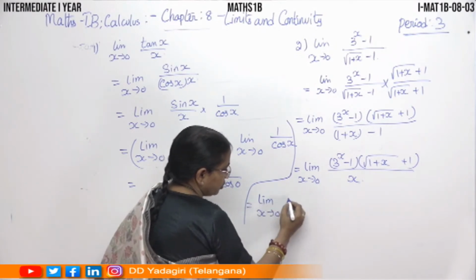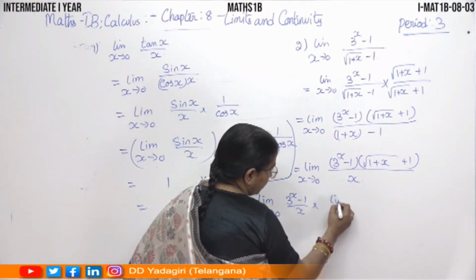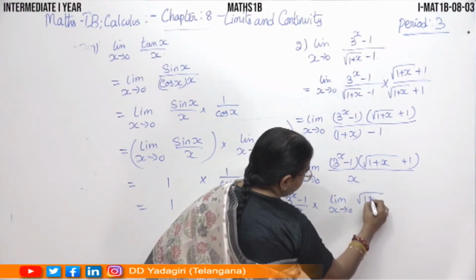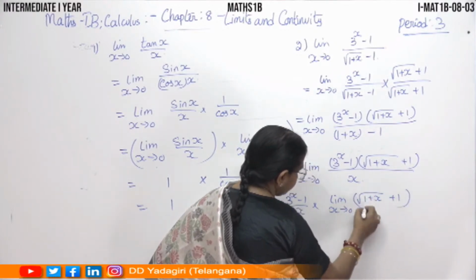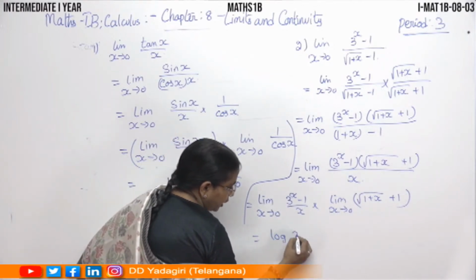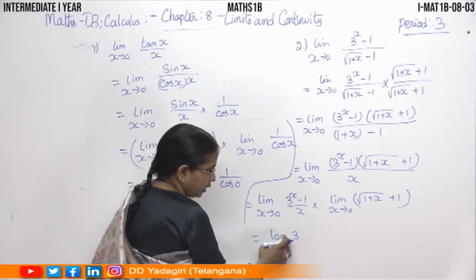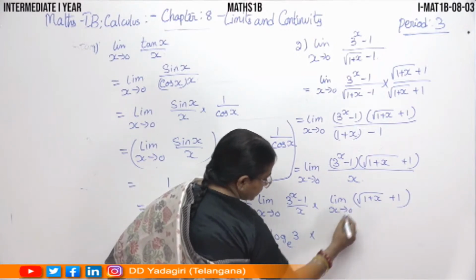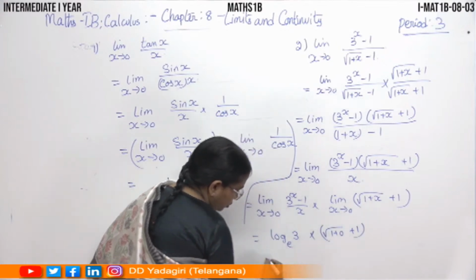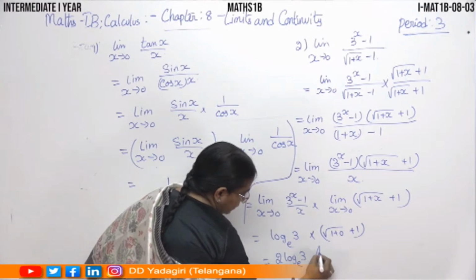So it is equal to limit of (3 power x minus 1) by x as one limit, and then another second one into limit x tending to 0 of root 1 plus x plus 1. So this is then the standard form. The limit is log 3 to base e, log a here is 3. So log 3 to base e into, this is root of 1 plus 0 plus 1, and that means 2. So the answer is 2 log 3 to base e. So this is the answer.